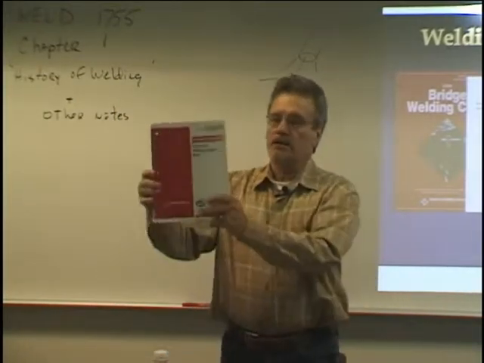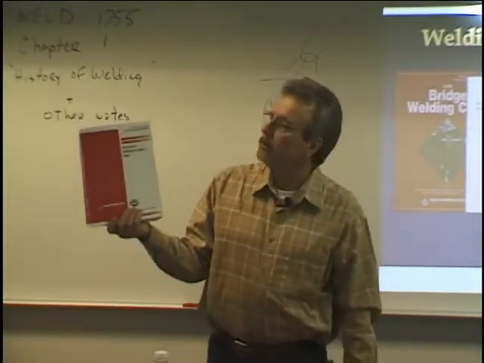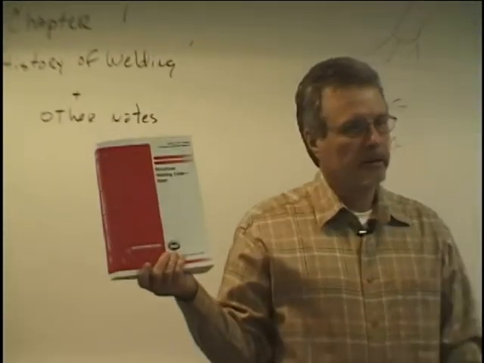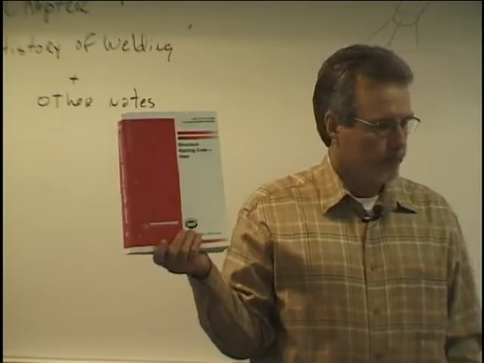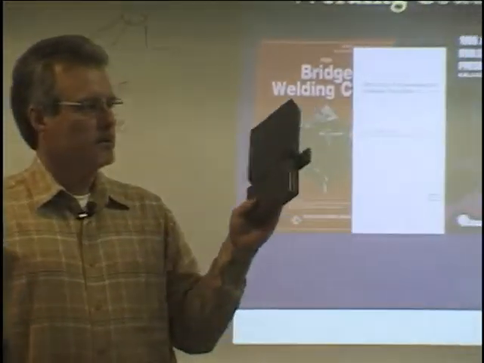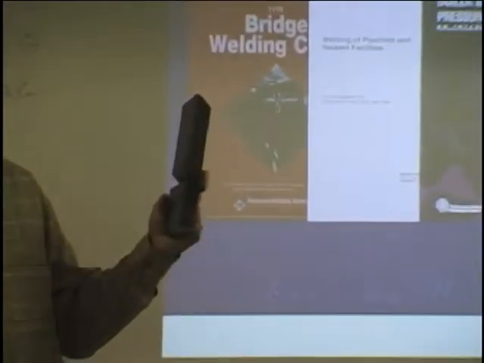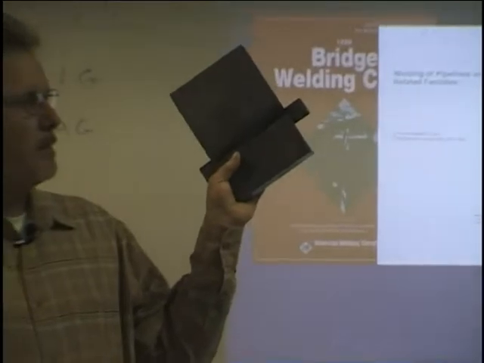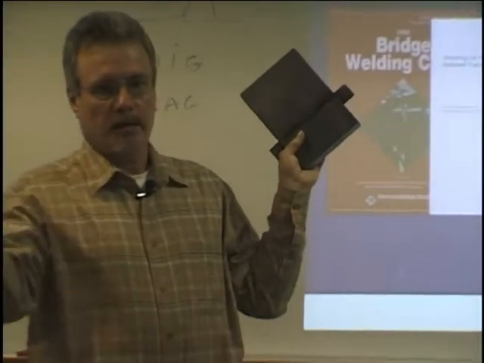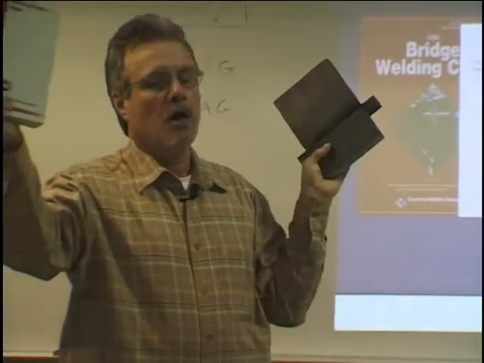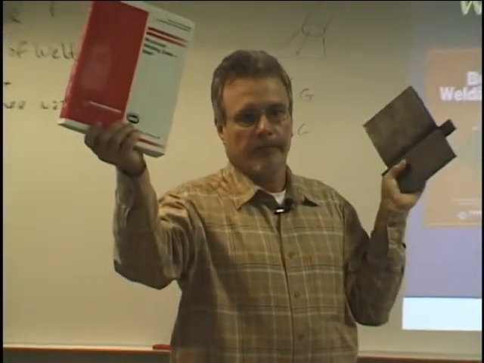This is the main AWS code book. This is the AWS D1.1 Structural Welding Code. This is the structural weld. Pretty big, pretty thick. But this test right here, if I were to give it to you, comes out of this code book. If you pass this test in accordance with this code, you're a certified welder. Okay?